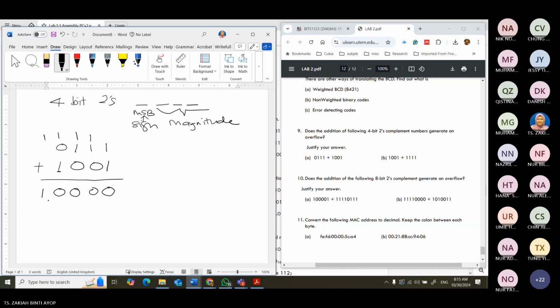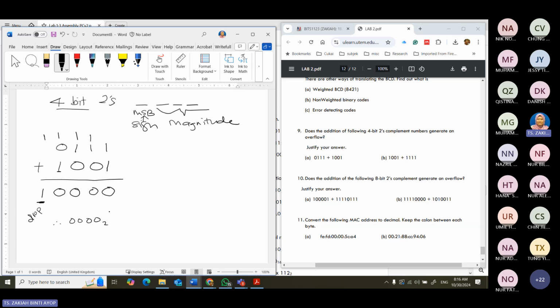Now, if there is an extra bit, because this is a 4-bit 2's complement, right? We only need 4 bits. Then this last one here, the most significant bit or the extra bit, would be dropped. So you write it as dropped. So the final answer should be 0000 base 2.